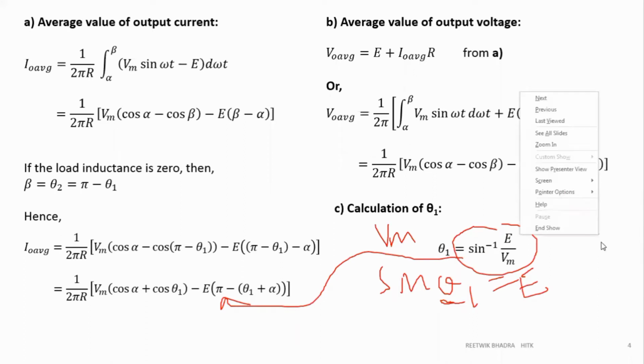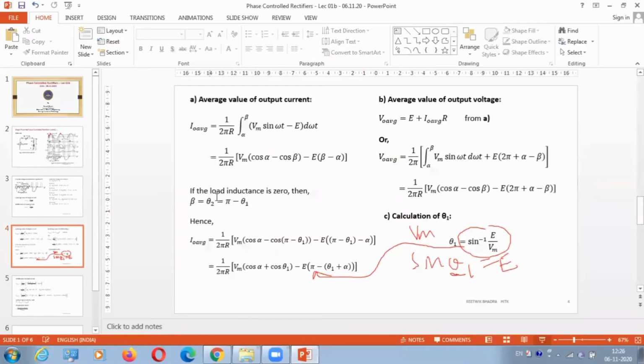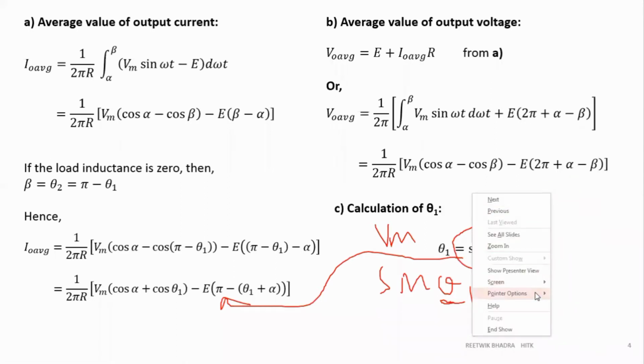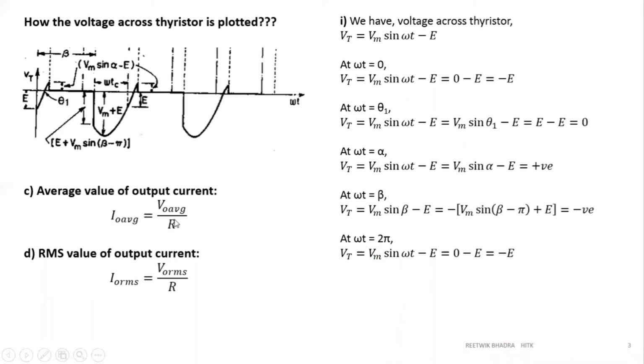So three very important formulas you should know, and apart from this is your average and RMS value, which is divided by R. All these are steady state values. Okay, so always divided by R.